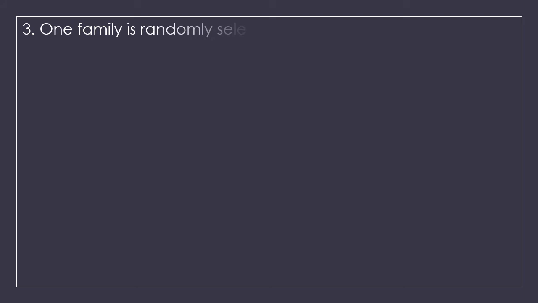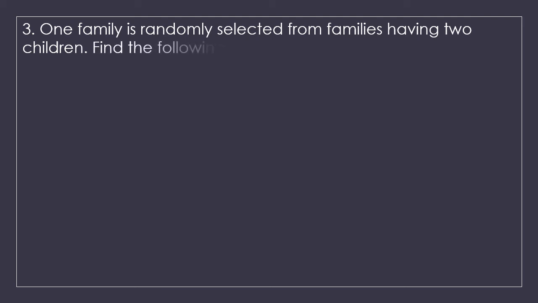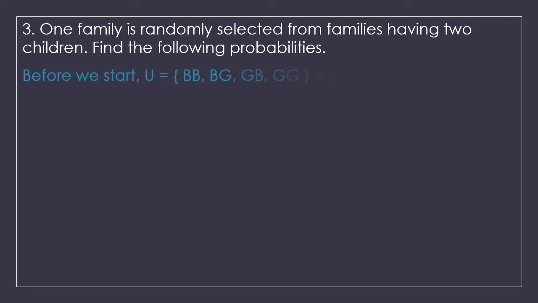One family is randomly selected from families having 2 children. Find the following probabilities. But before that, a family is having 2 children. It could be boy, it could be girl, both could be boys, both could be girls. So the total outcomes here will be BB, that is boy boy, first one is boy, second one is girl, first is girl, second is boy, and both are girls. So total number of outcomes are 4.